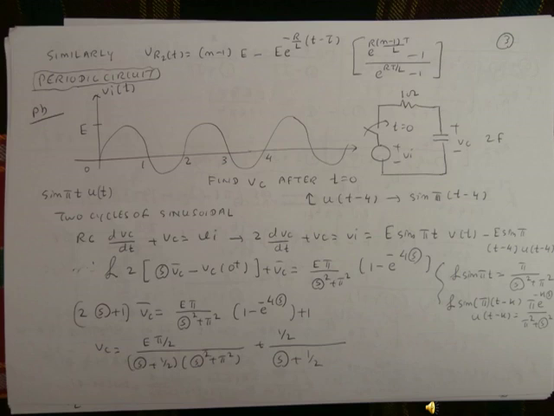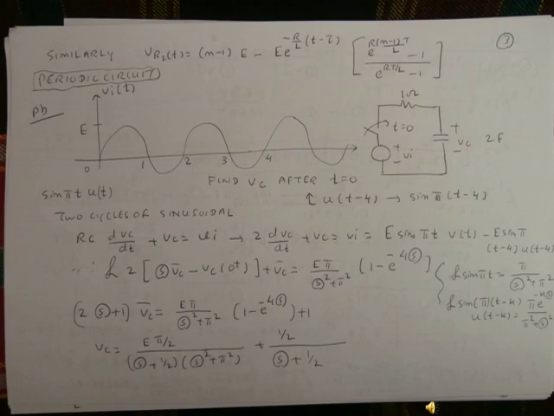Then we take the Laplace transform. In this case, the Laplace transform of sin πt is equal to π divided by s squared plus π squared. The Laplace transform of sin π(t minus k) u(t minus k) is equal to π e power minus ks divided by π squared plus s squared, where u(t minus k) is a unit step function.